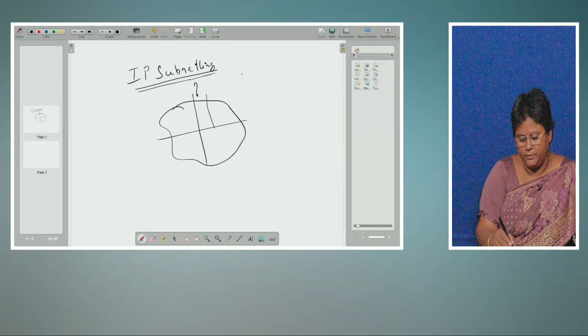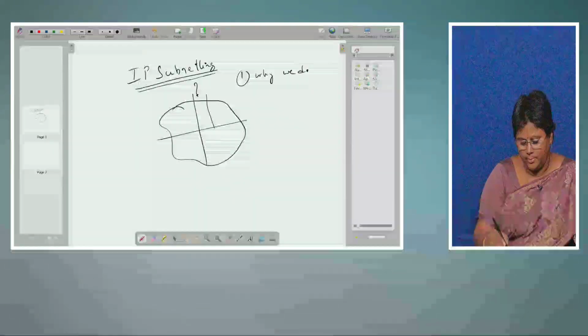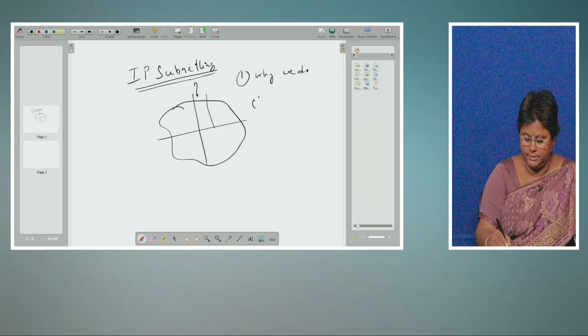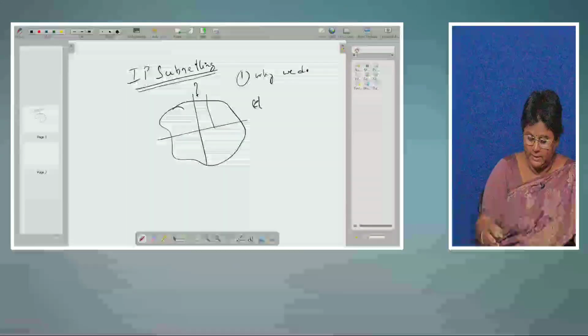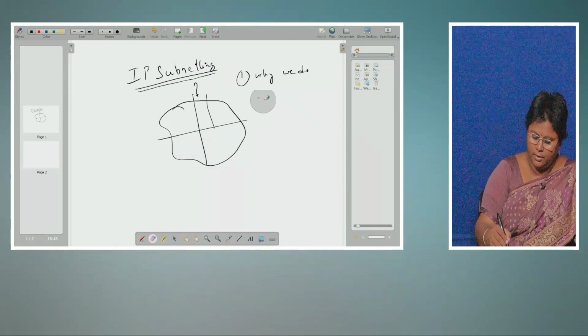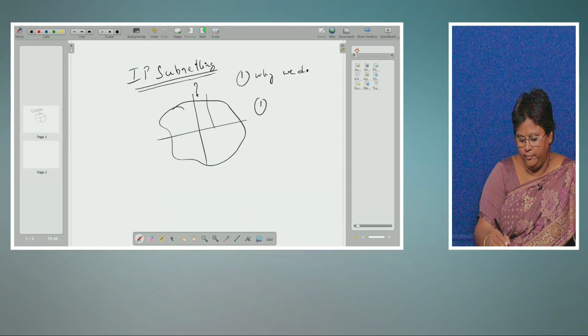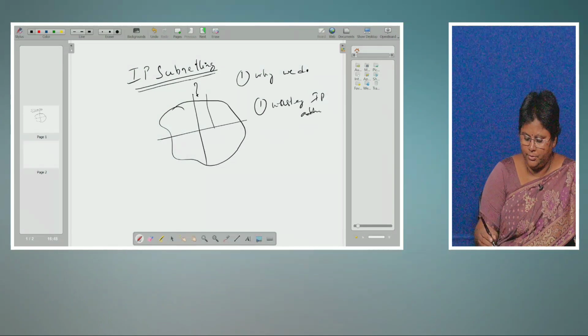The first question that comes up is, why do we do subnetting? Because there are drawbacks of classful and classless addressing systems. The first drawback of the classful addressing system is the wastage of IP addresses. You may ask me how.